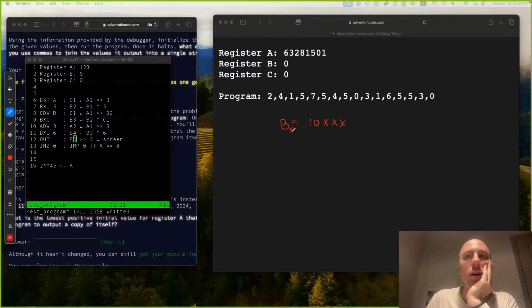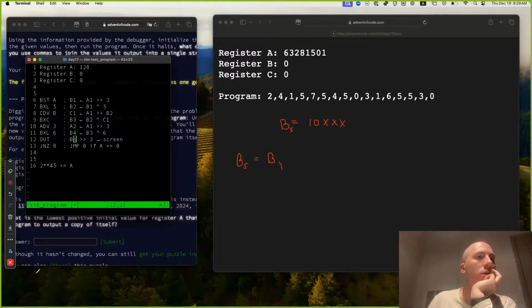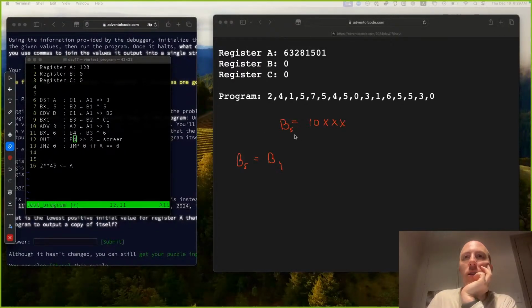So what is B5? Just going up one line, we have that B5 is equal to B4. Wait, did I screw up on the thing here? B4, why wouldn't this just be 4? Let's just 4, right? Yeah, because we just set it to 4. So all right, should be B4. So yeah, whatever.